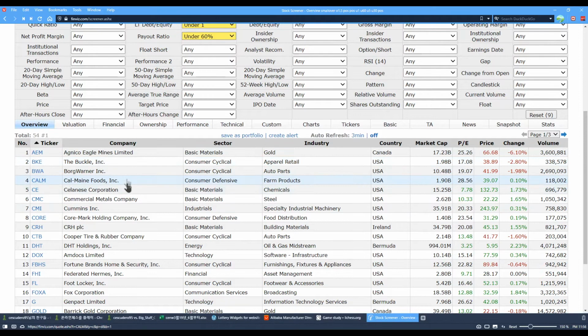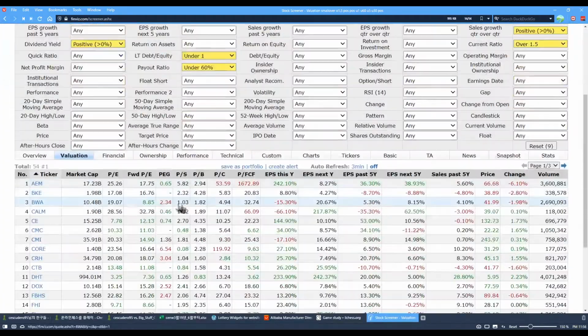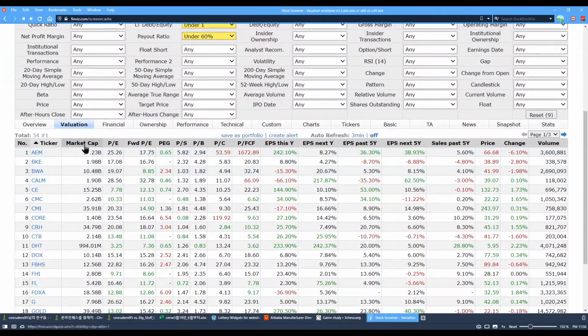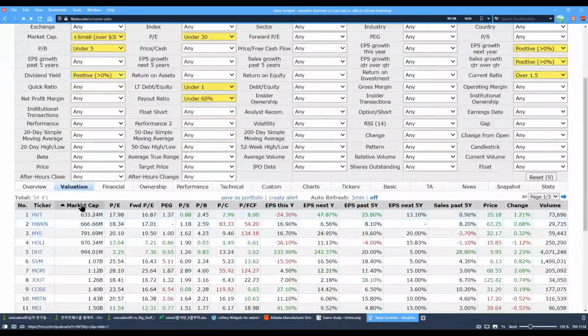And now what you would do next is check more about these companies. Let's look at valuation, and we can compare things. We can rank them. So for example, I can rank by market cap. I just click on market cap. Right now it's showing from the smallest. Let's start from the biggest.